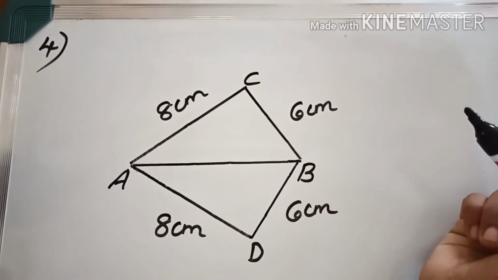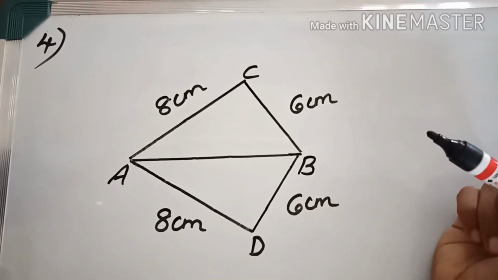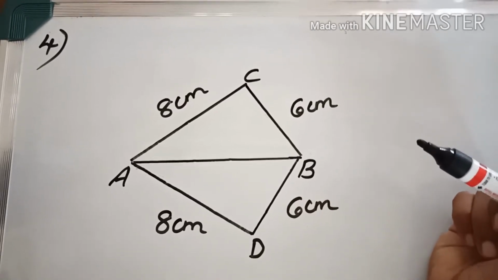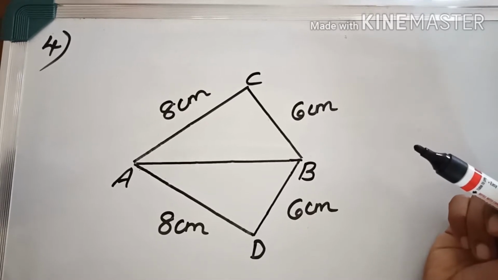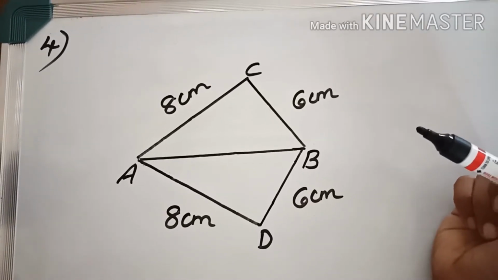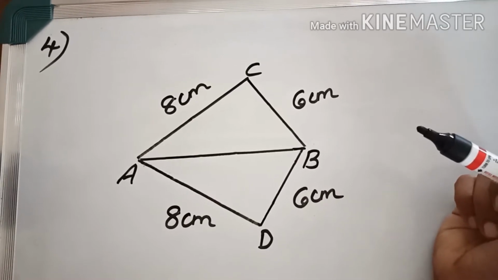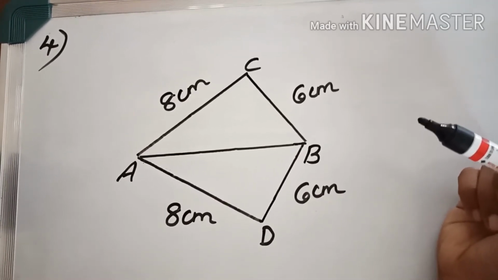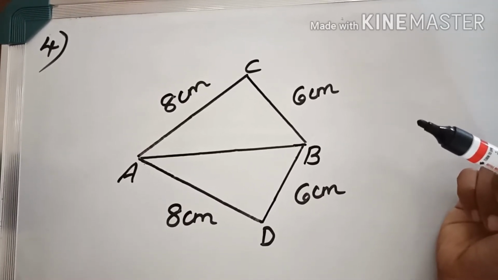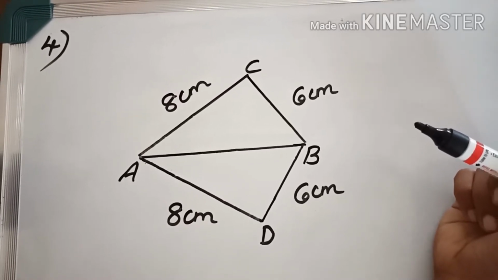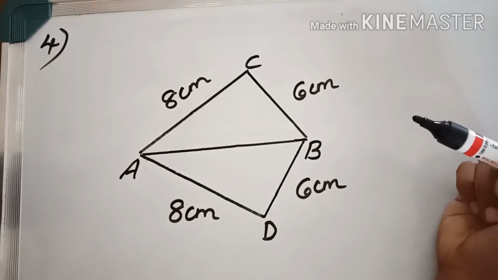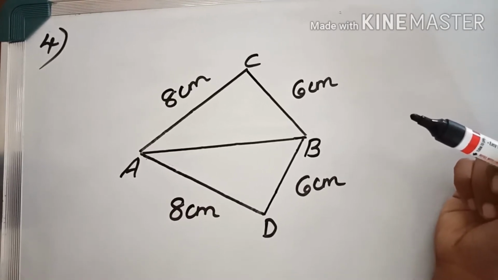So we know the concept. If two triangles have three equal sides, we can say that they are equal triangles and their angles will also be equal. That theorem we already learned. Now let's check whether these two triangles have the same sides or not. Then we can say that these two triangles will have the same angles also.